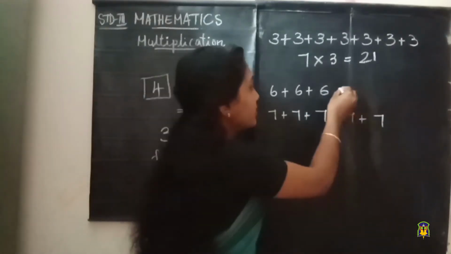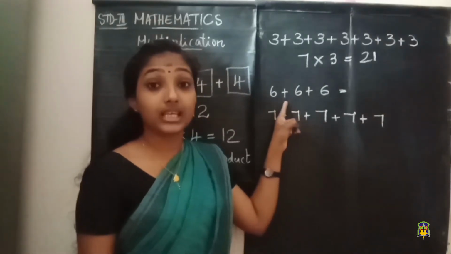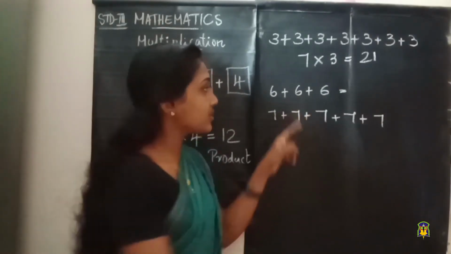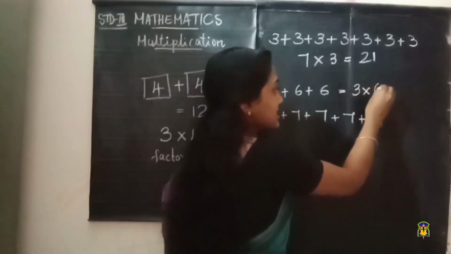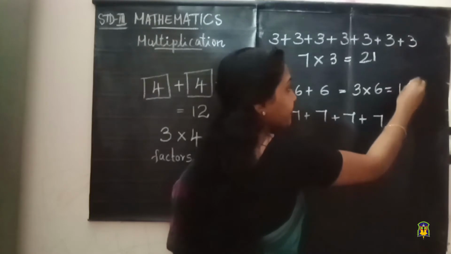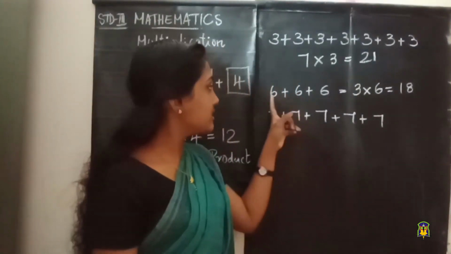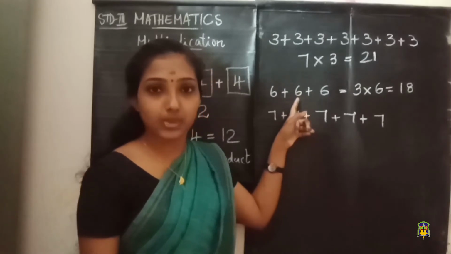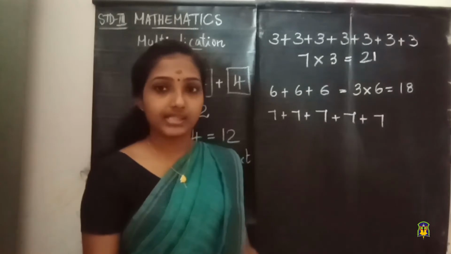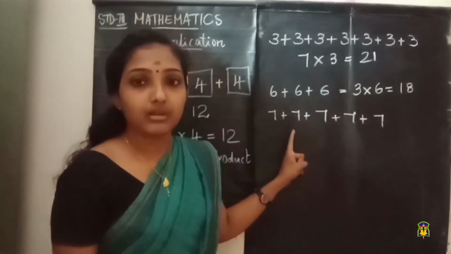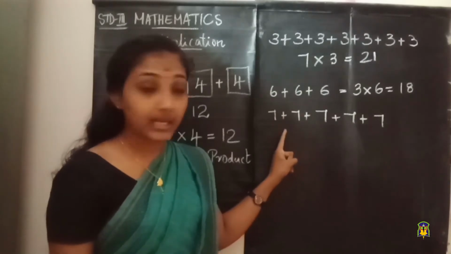Moving to the next one. Here we are adding 6, 3 times. So 3 times 6 gives 18. 6 plus 6 is 12. 12 plus 6 gives 18. Then moving to this one, here we are adding 7, 5 times, right?